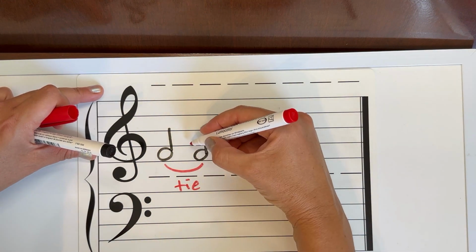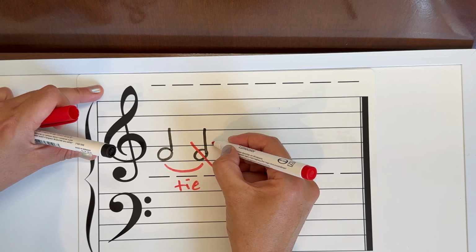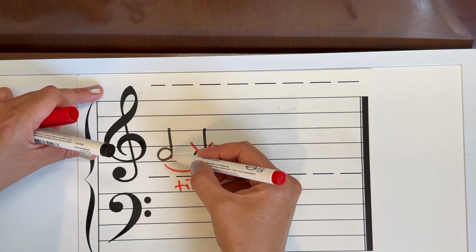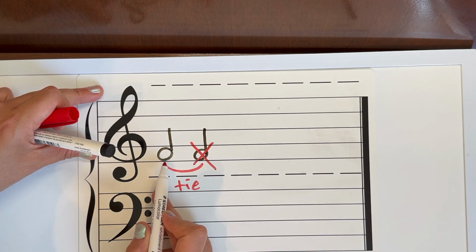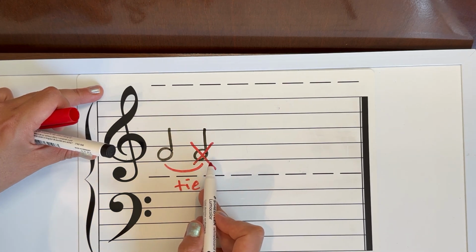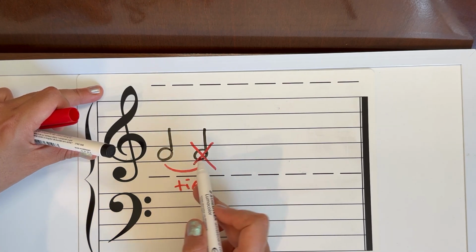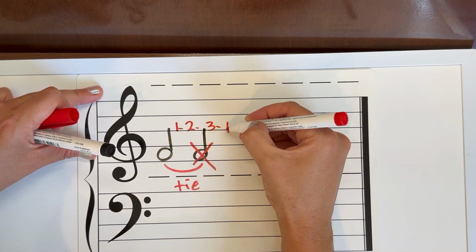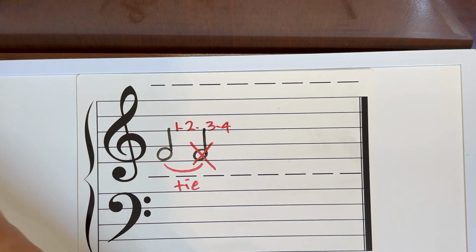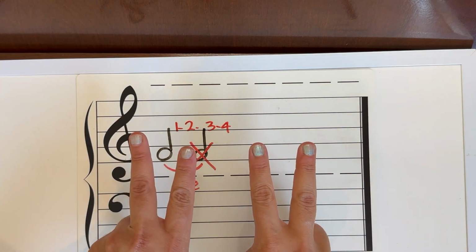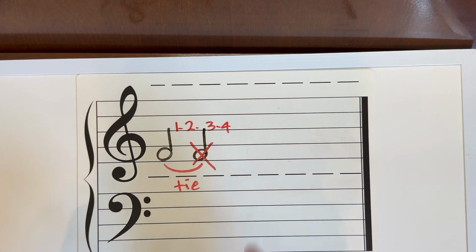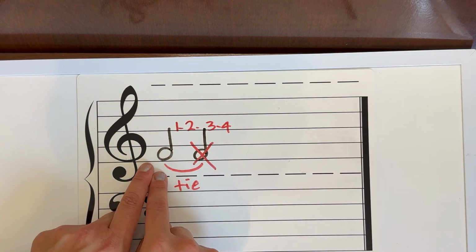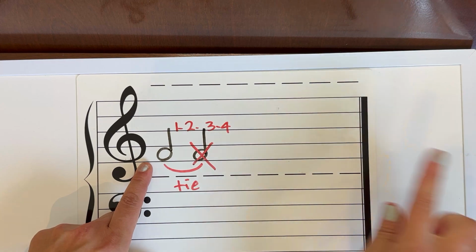And what that means is that I won't play this note. I'm going to add it to the first one. So instead of being a 1, 2 and a 1, 2, when I get to this, I'm going to stop and count 1, 2, 3, 4, because 2 plus 2 makes 4, okay? Ties. Remember the second note is added to the first note to make a longer note.